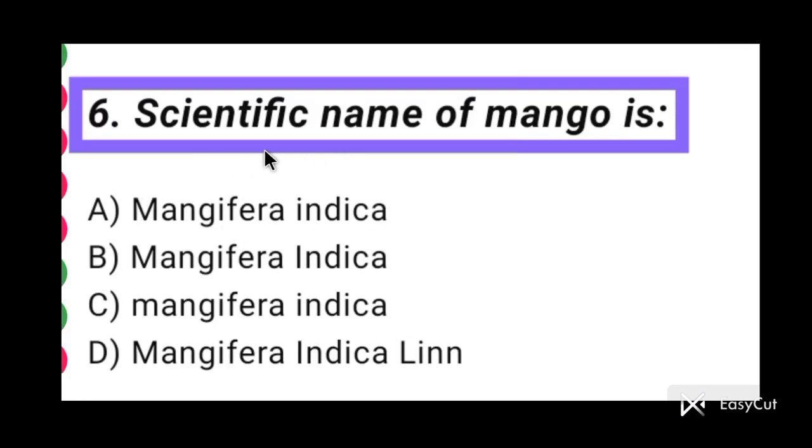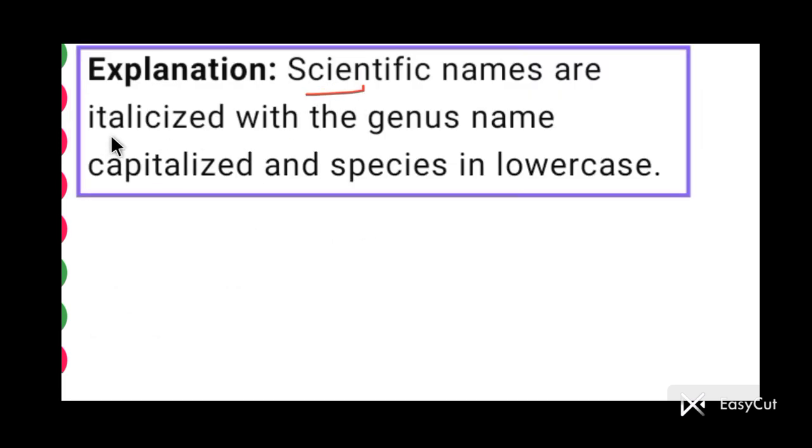Question number 6. The scientific name of mango is, option A is correct here, Mangifera indica. Here the first word Mangifera denoting the genus, this starts with a capital letter. And the second word indica represents a specific epithet, this starts with a small letter. Scientific names are italicized with the genus name capitalized and species in lowercase.